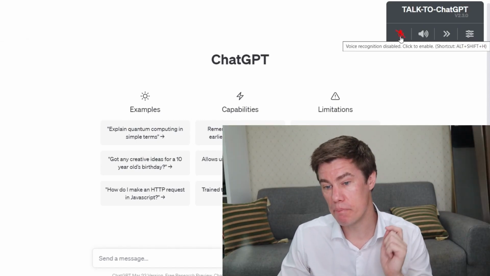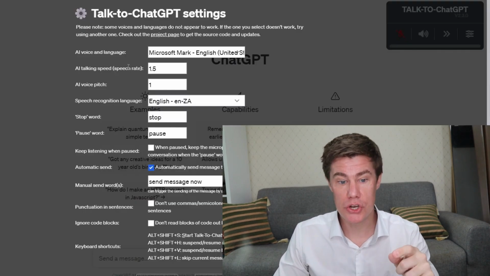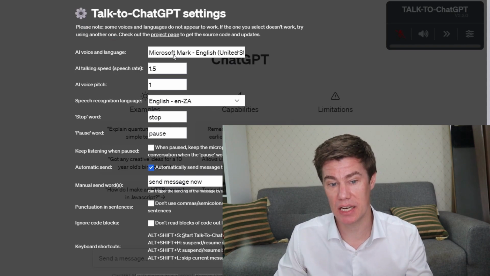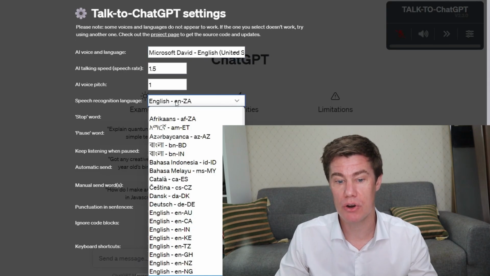This is where you mute yourself, where you can mute the audio or you can skip. You can change some of the settings like the voice. You can change the talking speed and the speech recognition.